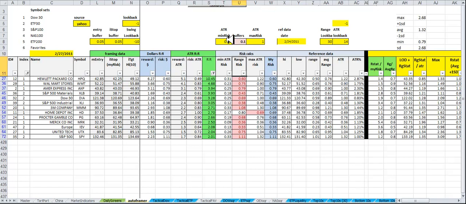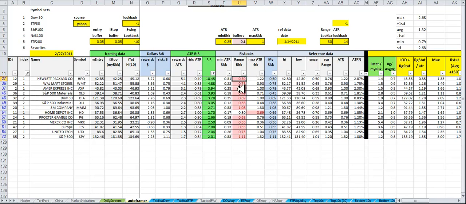Well, what if I add two other risk levels to consider? The minimum ATR risk I'm going to say is 0.25, or a quarter of an ATR. And if I use one ATR, I can come up with three different risk levels to begin framing my intraday trade. Now, in Hewlett-Packard, a quarter of an ATR is 31 cents. A full ATR is $1.22, and then the range risk, which was the mechanical framing, turns out to be 60 cents.